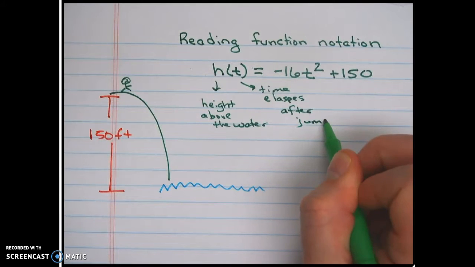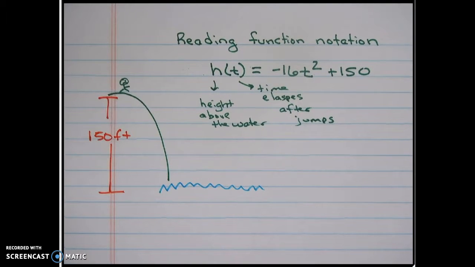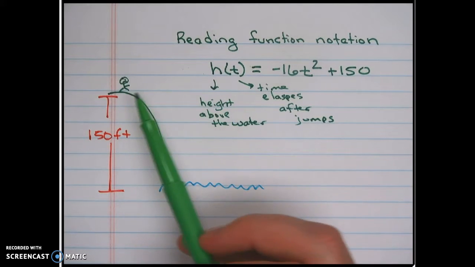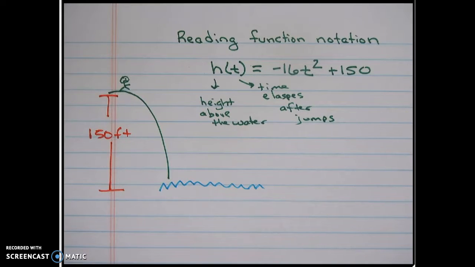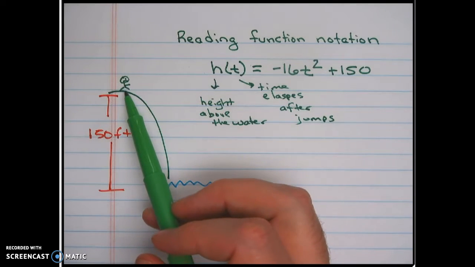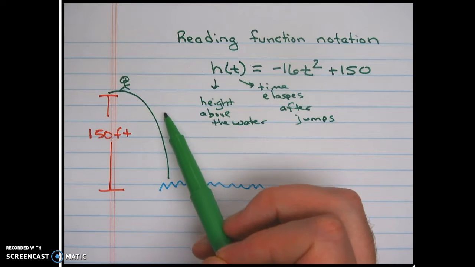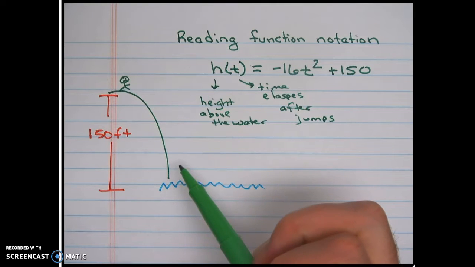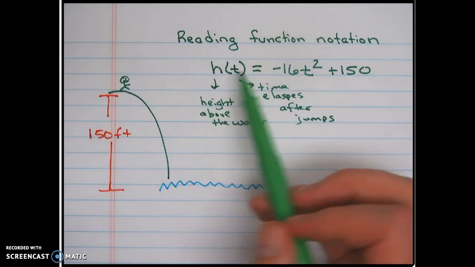And what we'll talk about a lot in this course is how different quantities depend on each other. If I said, how high is this person after he jumps, that height depends on how much time goes by. The height isn't always going to be 150 feet. It's 150 when time is 0 and he's not moving. But once he jumps, he's going to start getting closer and closer to 0 feet above the water. And so his height changes, and that change depends on something.